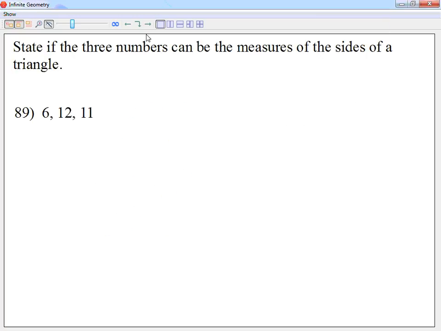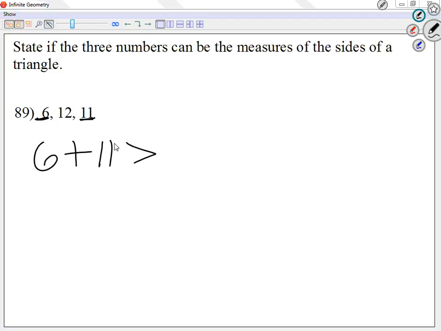Alright, now looking at 89, it states that three numbers can be the measures of the sides of a triangle. Remember, the numbers are not in any order. They're just listed, not in any order. So I find the two smallest numbers, which in this case are 6 and 11. I add the numbers, 6 plus 11, and it has to be bigger than the third number. Is 6 plus 11 more than 12? Yes. 6 plus 11 is more than 12.